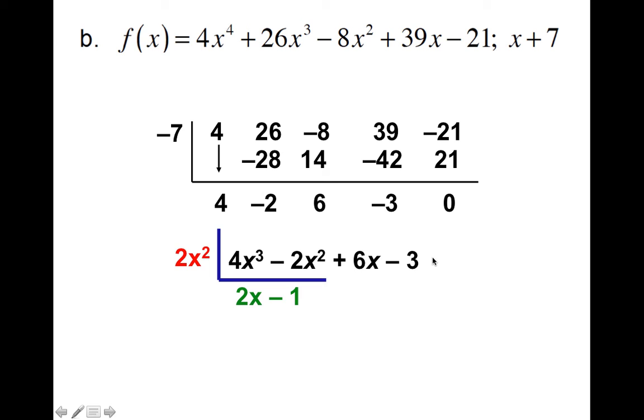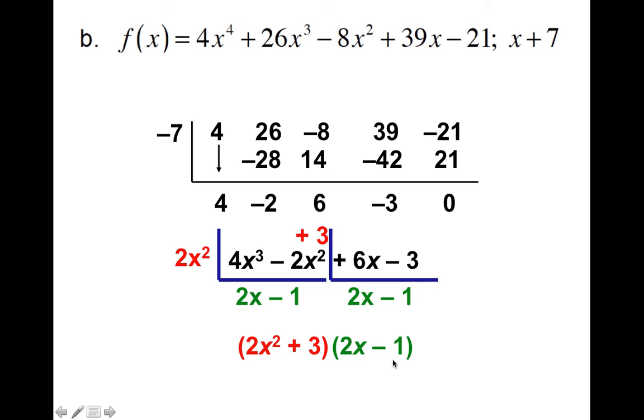The greatest common factor on the last 2 terms, we can divide out a positive 3. 6x divided by 3 is 2x. Negative 3 divided by 3 is negative 1. Notice how our groups match. So we're going to rewrite this. We have 2x squared plus 3 as our first parentheses. And then our like groups form our second factor, which is 2x minus 1.